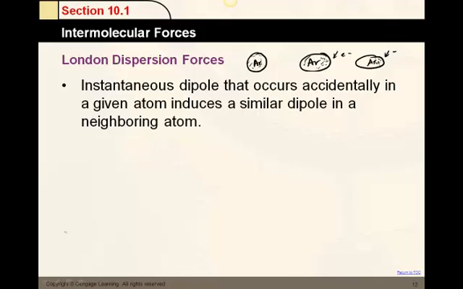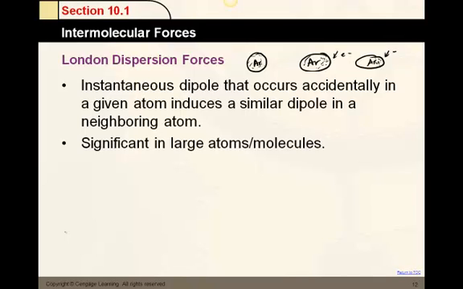It's like being in a big crowd of people, and somebody bumps somebody, and one person moves, and suddenly everybody kind of gets jostled around a bit, because you're doing that in response to being bumped on one side, and you bump somebody else by mistake, and they bump the next person, and so forth. It's kind of a domino effect. So that's what a London dispersion force is. It's a temporary, brief situation where a nonpolar molecule becomes sort of polarized.